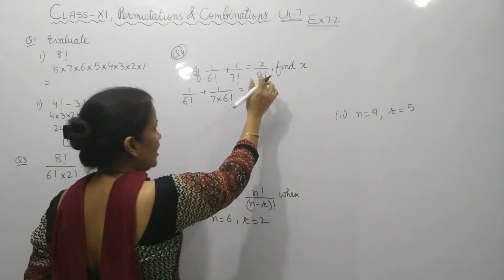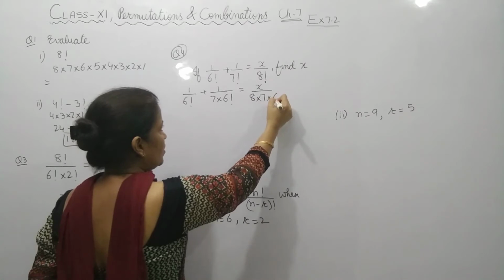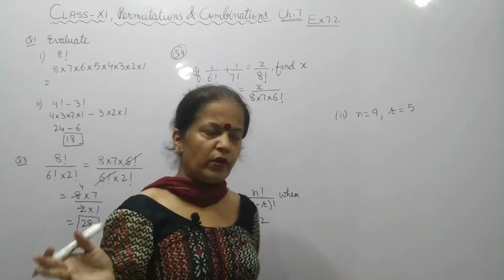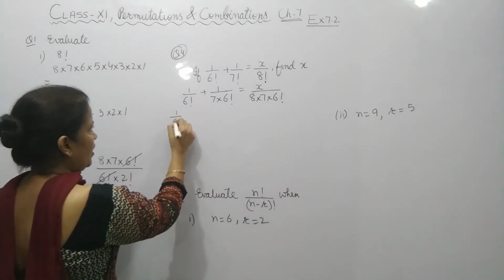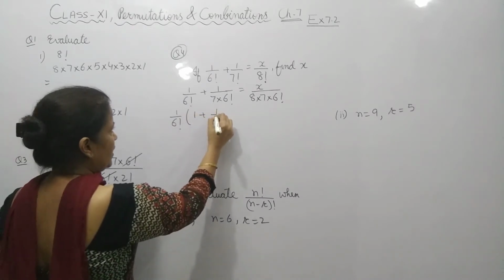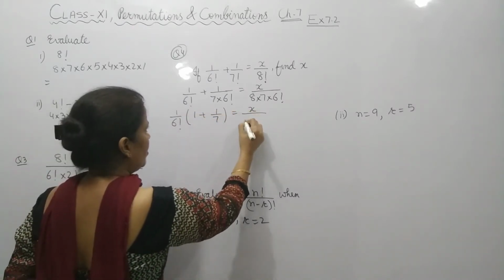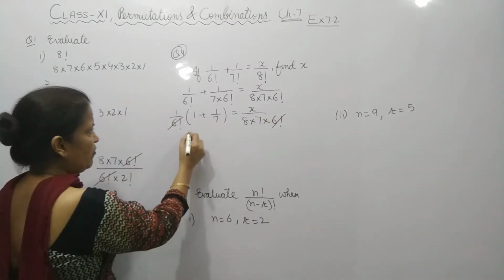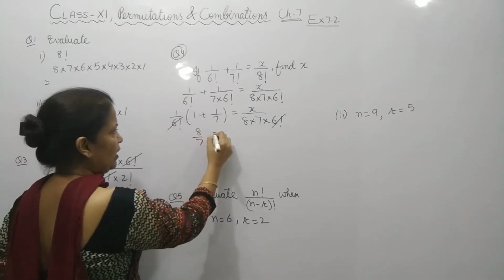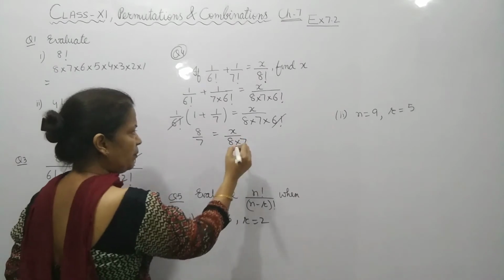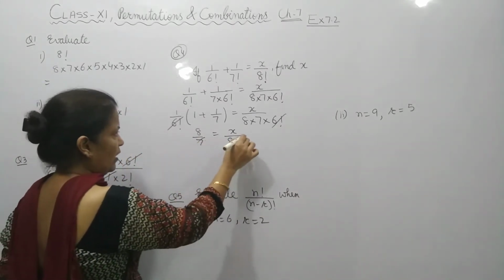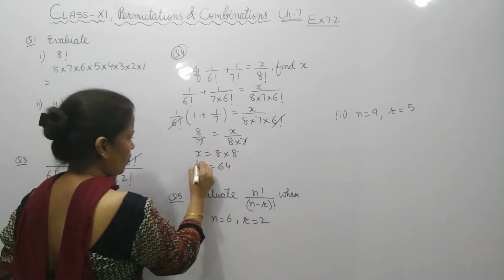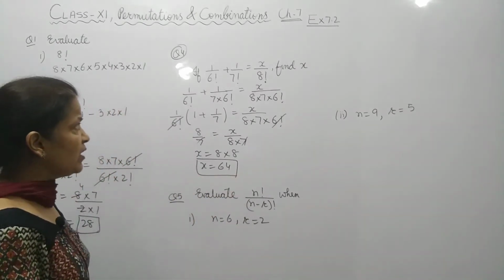And from here, 8 factorial, you can write 8 into 7 into 6 factorial. Why are we writing it like this? So that we can take 1 by 6 factorial common. So take 1 by 6 factorial common. So the bracket term will be this, and from here x upon 8 into 7 into 6 factorial. This will cancel. So the left part is this one, 8 by 7 equal x upon 8 multiply 7. Okay. So cancel it. x will be 8 multiply 8. So x is 64.